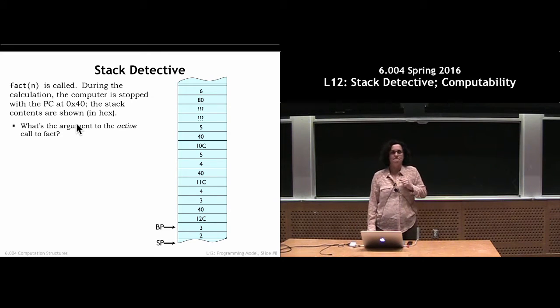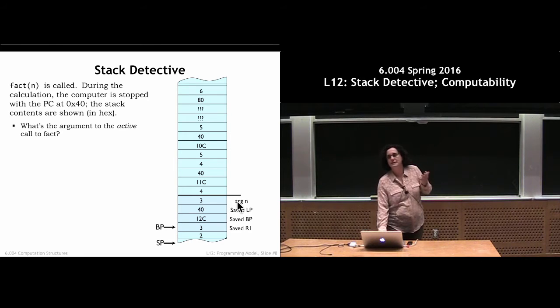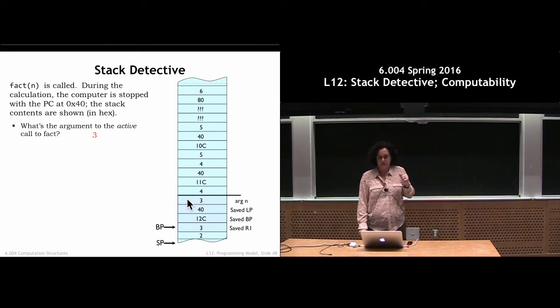Any ideas? Yeah. Say that again? Two little squares above BP. Exactly. And so what we would do is we would label this current activation record. And so we know that our activation record consists of 4 words for this factorial program. We've got our argument, our LP register, our BP register, and the saved R1. And that means that the argument is 3 locations above this BP, which is going to be this value 3 right here. So the argument to our active call to factorial is 3, okay?